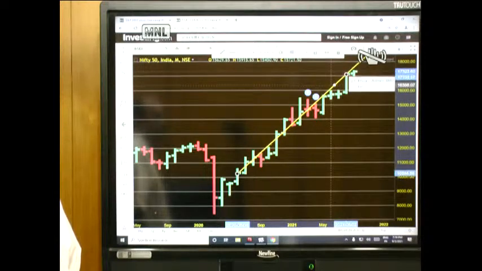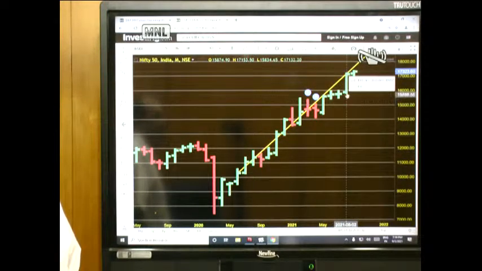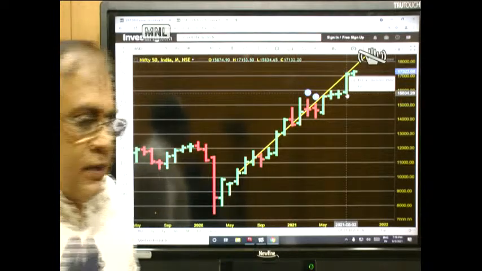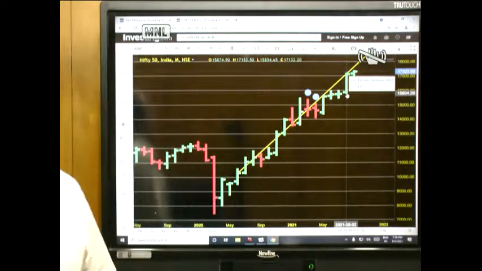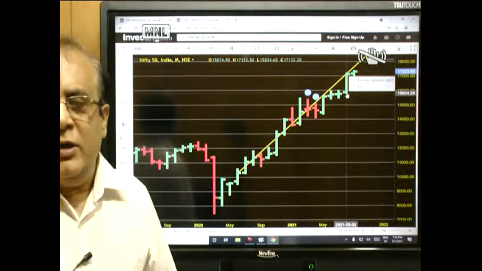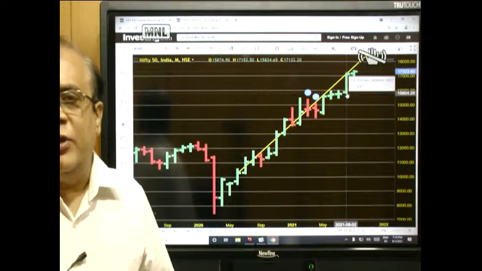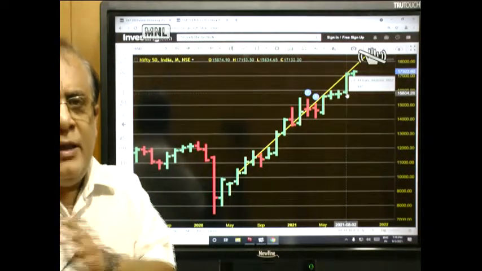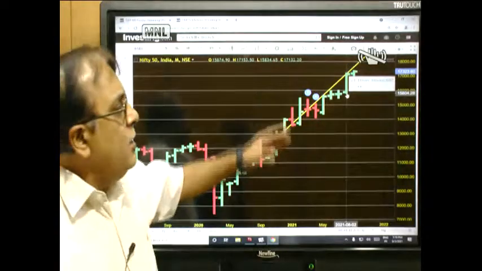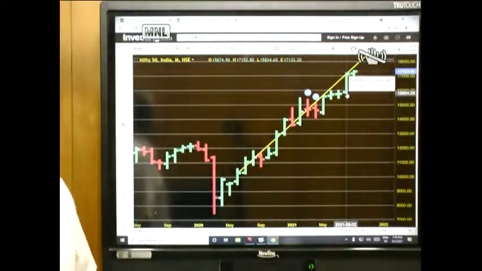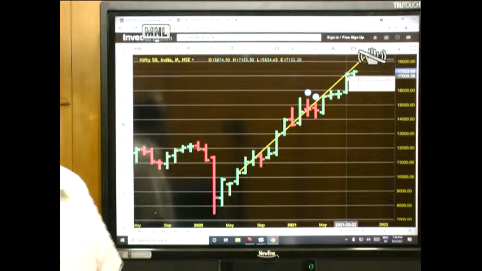So last month, let us say we have seen last month's high was 17,153. 17,153 plus another 500 points makes it 17,650. So we could expect this month's resistance between 17,650 to 17,700, because what we have done is we have kept this particular trend line on the top of the last month.